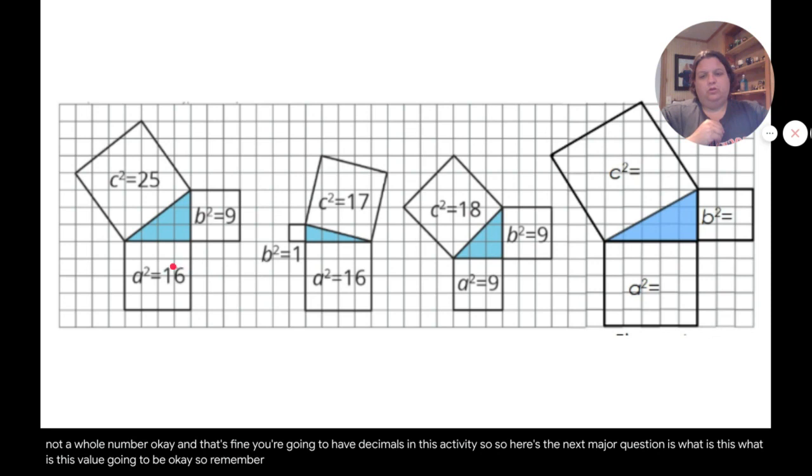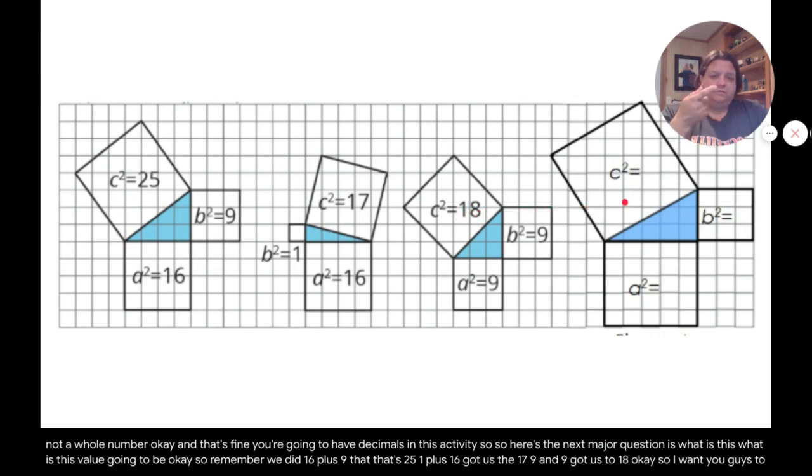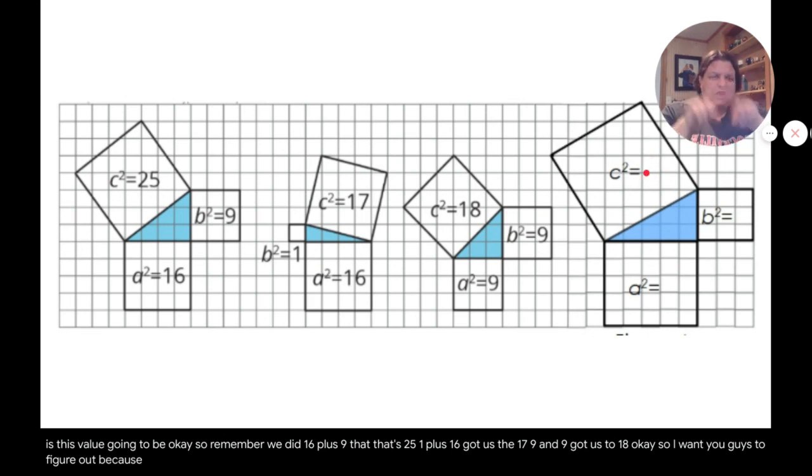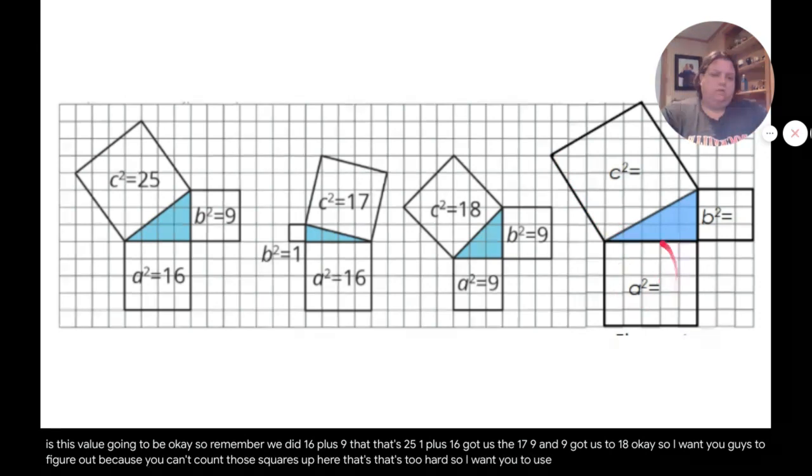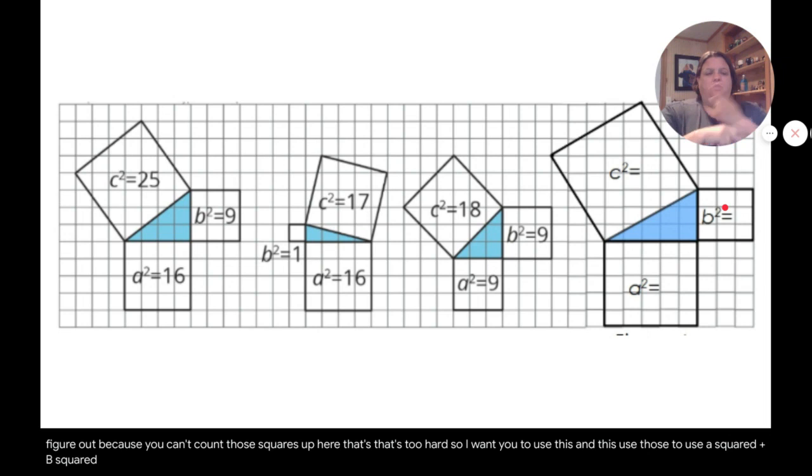Okay, so remember, we did 16 plus 9, that's 25. 1 plus 16 got us to 17. 9 and 9 got us to 18. Okay, so I want you guys to figure out, because you can't count those squares up here. That's too hard. So I want you to use those two, use a squared and b squared, figure out what is that c squared equal to.